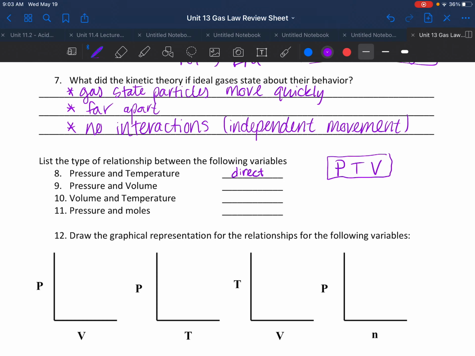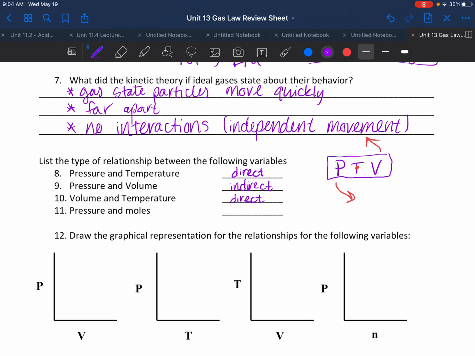Pressure and volume is our only indirect relationship, and what I mean by that is when one goes up, the other goes down. So again, this is where if you took your pencil, put it through T, if you swung pressure down, volume would go up. This is our one indirect or inverse relationship. Volume and temperature, those are going to be direct.